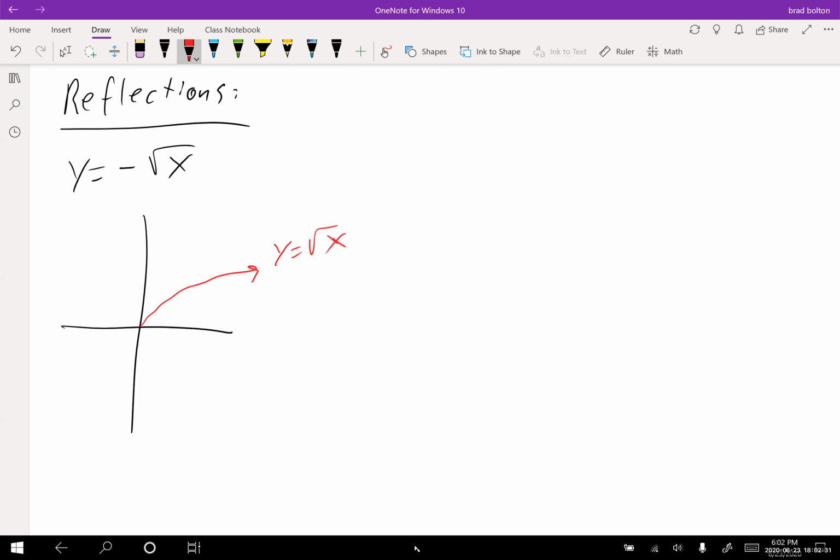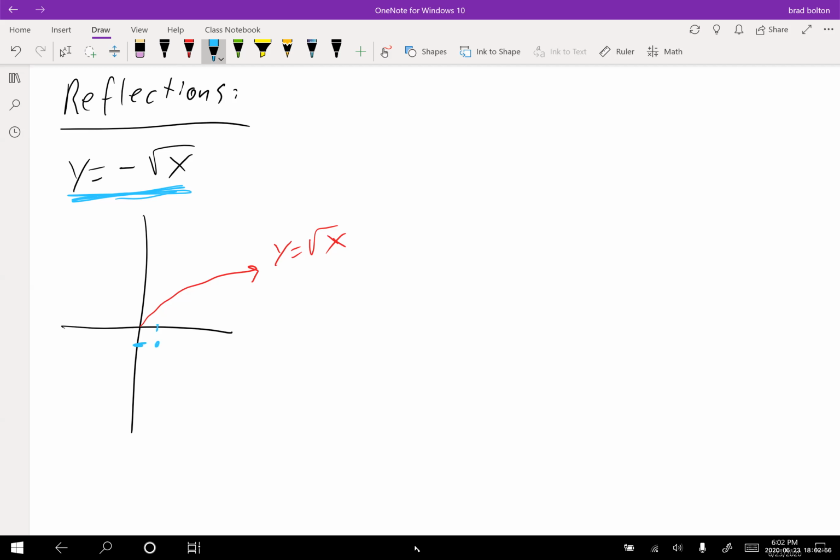But now think about it. There's a negative sign in front of this. So that means that if I'm going to draw this one, I have to think that it's going to be the exact same shape, but now all of my values are going to be negative. So when I put 0 in, I get 0. When I put 1 in, I get negative 1.